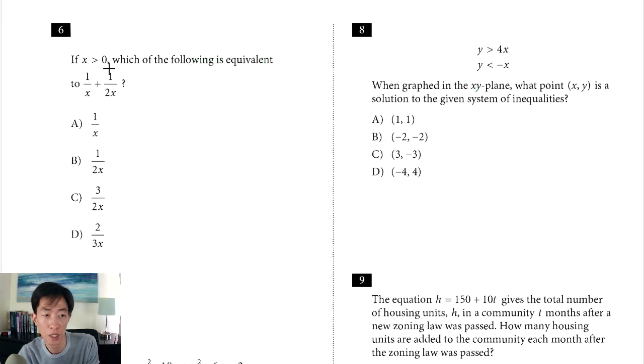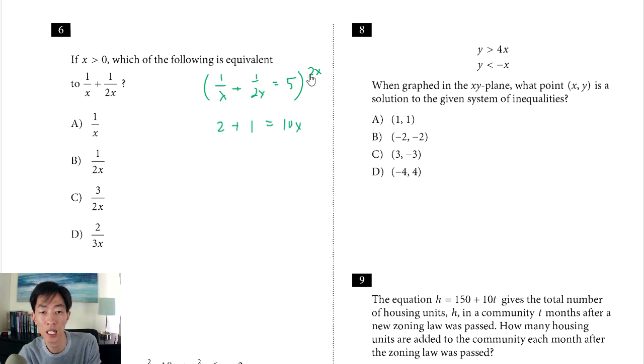Question 6, if x is greater than 0, which of the following is equivalent to 1 over x plus 1 over 2x? Now, if you've seen a lot of my videos, you know that I don't like fractions, and normally what I do to get rid of fractions is multiply both sides of an equation by the least common denominator. So let's imagine this said 1 over x plus 1 over 2x equals 5. Then what I would do is I'd multiply the whole equation by 2x, because then I can start eliminating the fractions. 2x divided by x is 2. 2x divided by 2 is 1 equals 5 times 2x is 10x.